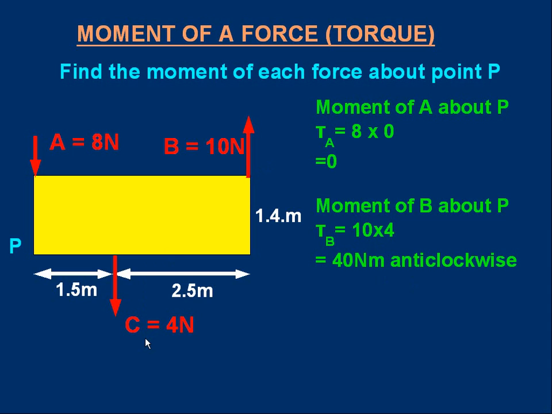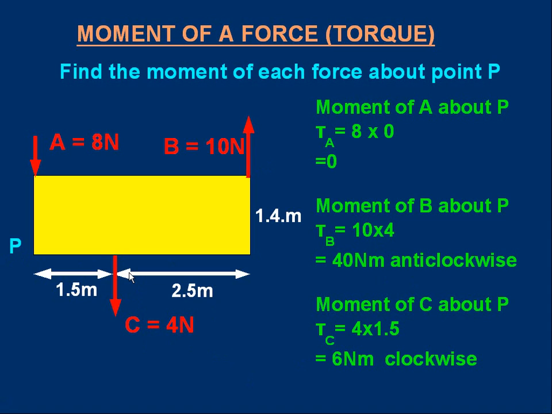What about the bottom one? Moment of C about P, same thing. I hope you can see it's simply 4 newtons times 1.5 meters, that's the distance. So 6 newton meters clockwise.